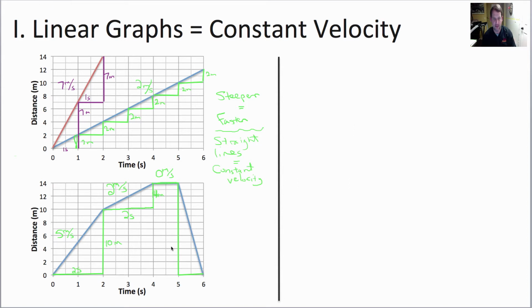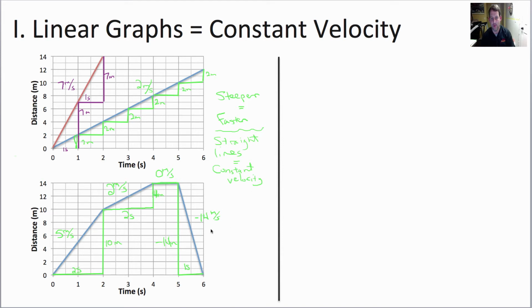I'm going to draw this in as negative 14 meters. Now this is negative because I'm now losing distance. I'm going backwards. It's a negative change. And this is 1 second. And of course that means that this velocity here is negative 14 meters per second. Right? So now we've learned a few more things.